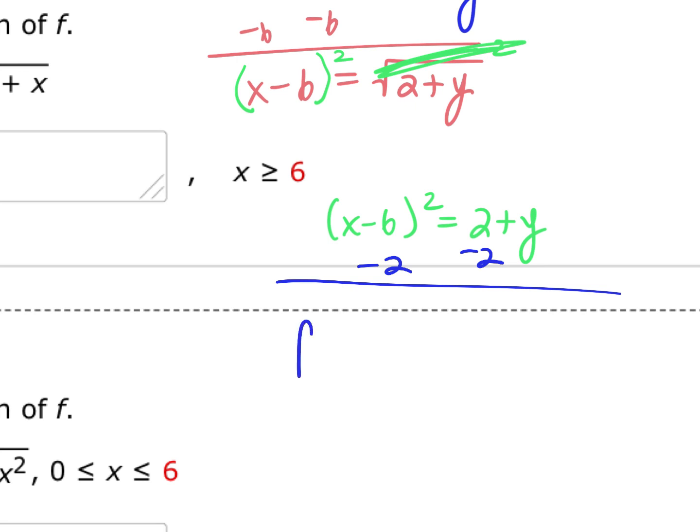So to write this correctly in your most wonderful fashion, you have to tell me, Miss Meadows, this is my inverse. If you guys do not write your inverse notation, I'm going to take points off. But we have x minus 6 squared, minus 2.